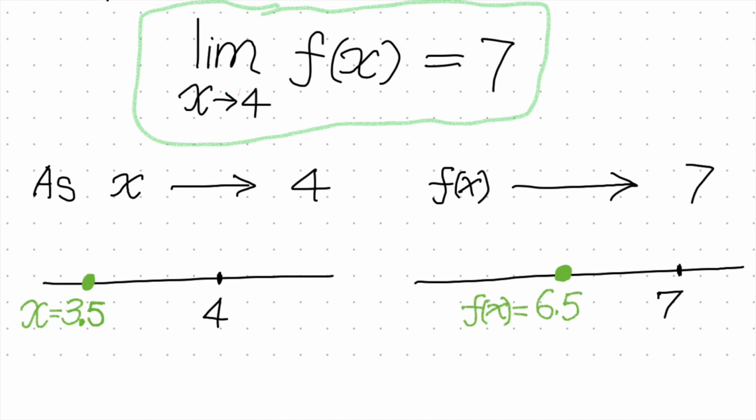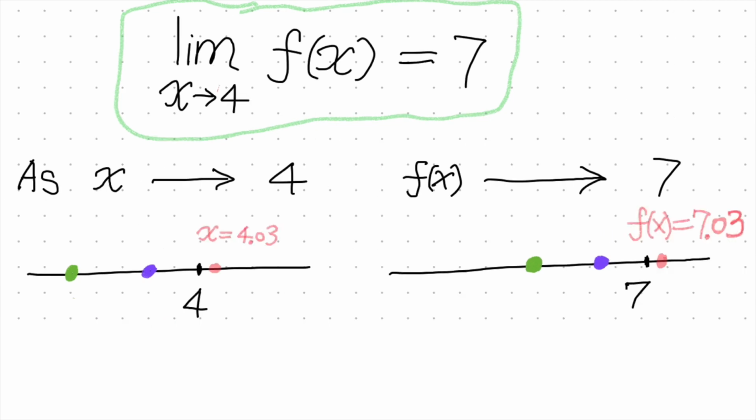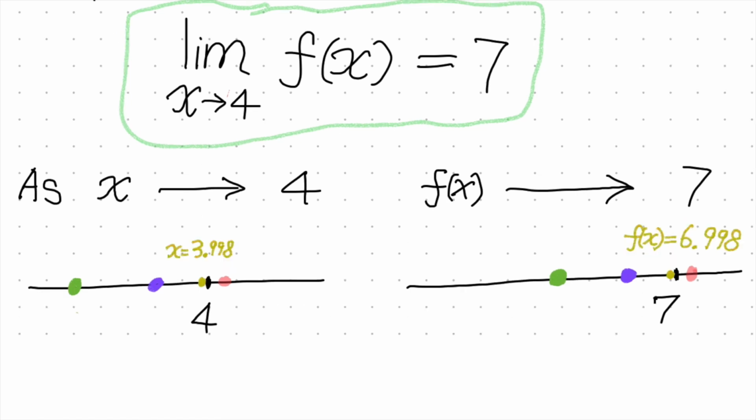For example, we'll list a sequence of x values going to 4. First, when x is equal to 3.5, f of x is equal to 6.5. When x is equal to 3.8, f of x is equal to 6.8. When x is equal to 4.03, f of x is equal to 7.03. When x is equal to 3.998, f of x is equal to 6.998.